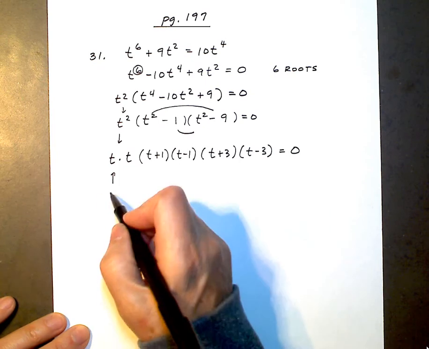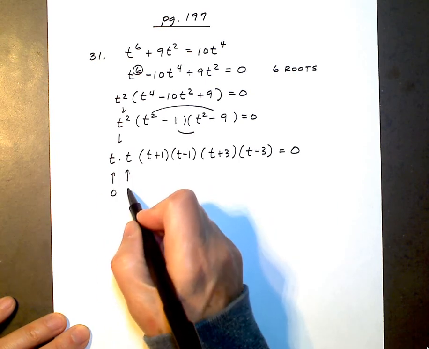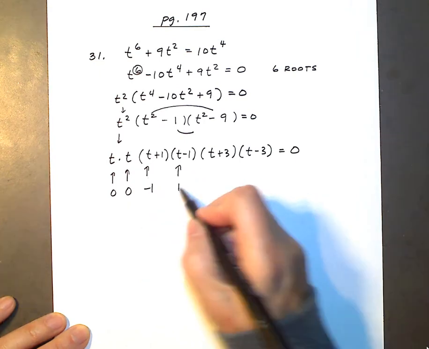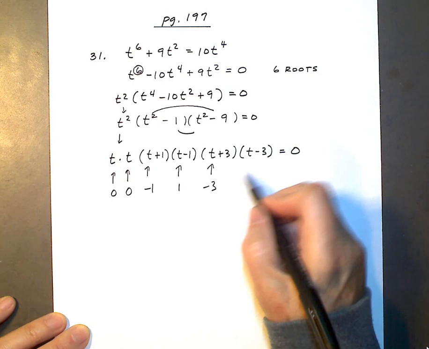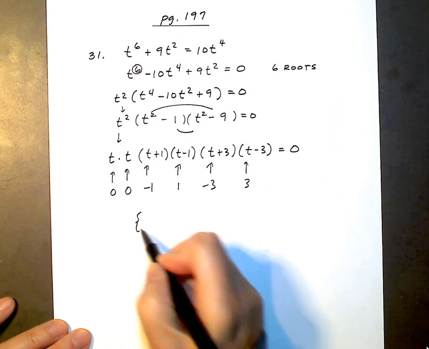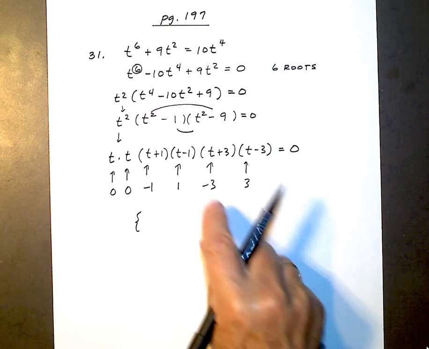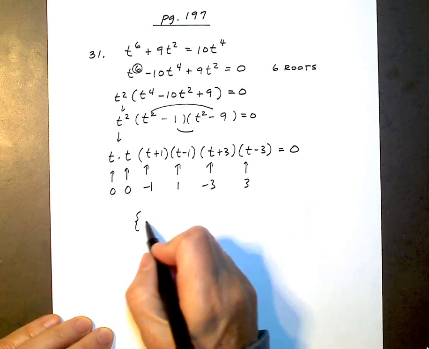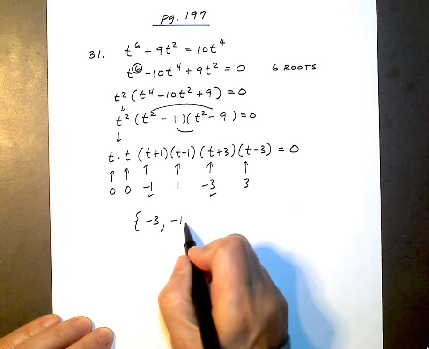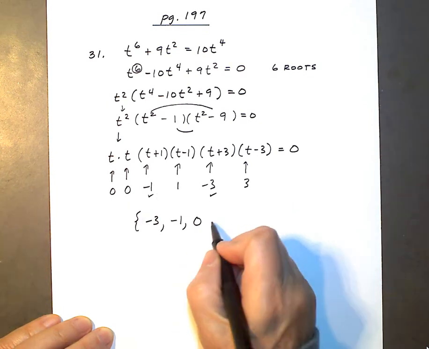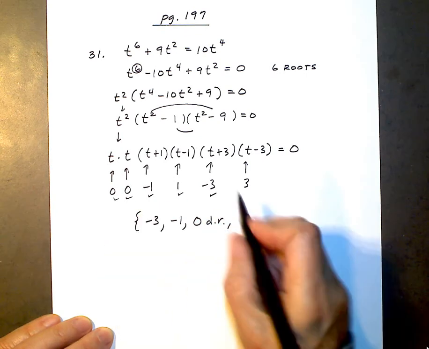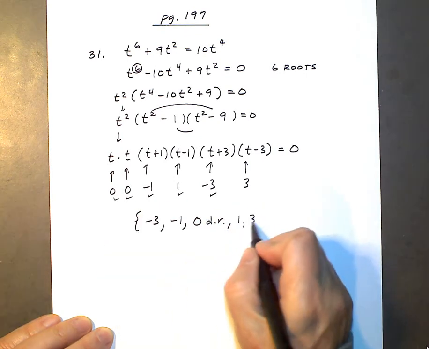So this is a 0, this is a 0, this will be a negative 1, a solution of a positive 1, a negative 3, and a positive 3. So listing those all, from the left, the lowest first, this is going to be a negative 3, and then a negative 1, and then 0 is a double root, and then a positive 1, and lastly a positive 3.